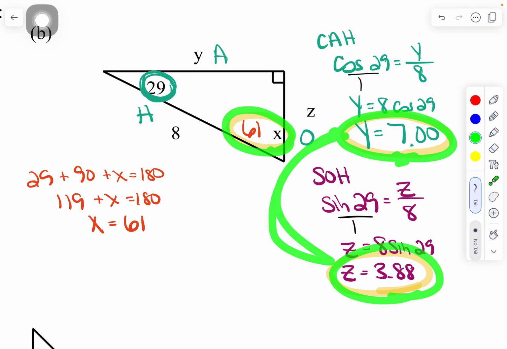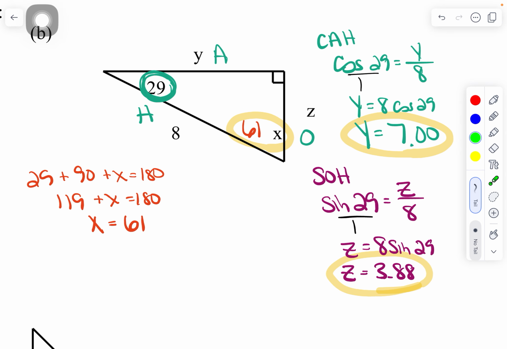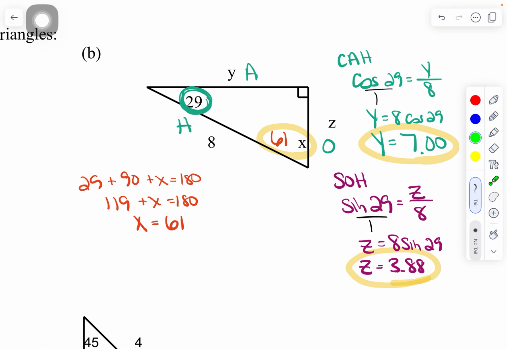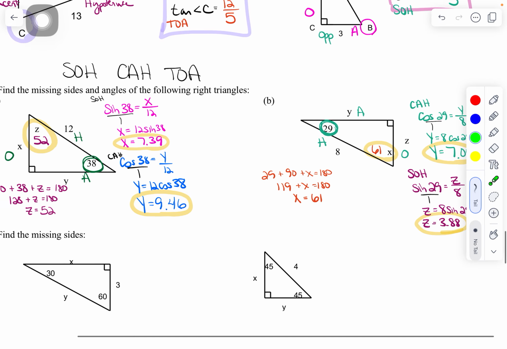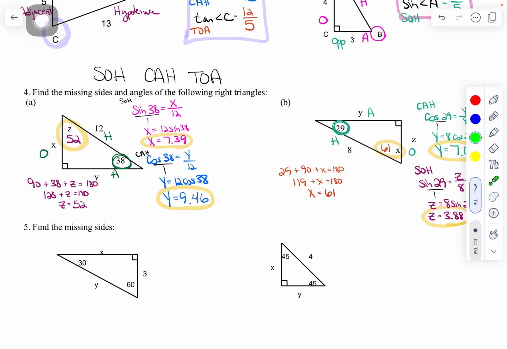The order that you find these two, y and z, won't matter. Just find both of them. And then make sure you also know how to find that third angle of a triangle. All right, so that's question number 4, part A and part B. That's dealing with SOHCAHTOA and using your trigonometry.